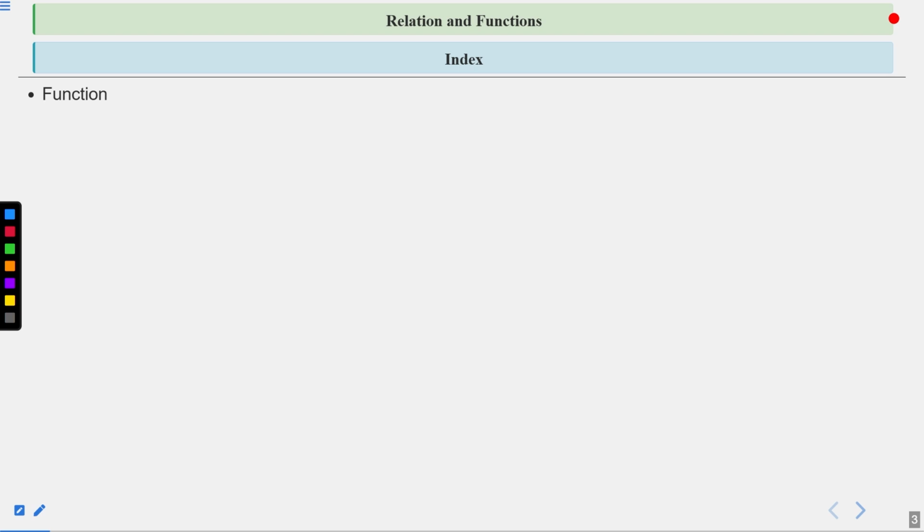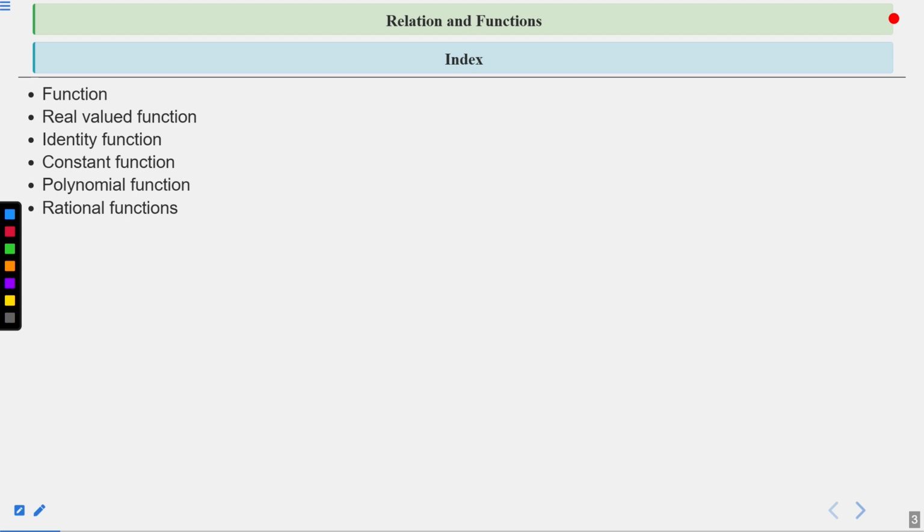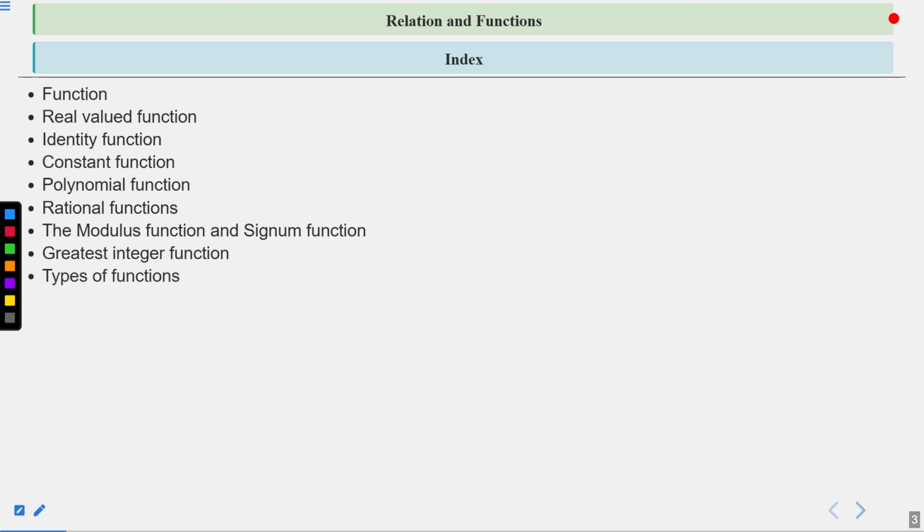So what we will be covering in this session is about function, then real valued function, identity function, constant function, polynomial functions, rational functions, the modulus and signum function, greatest integer function, and other types of function like a 1-1 function, onto function, bijective functions.